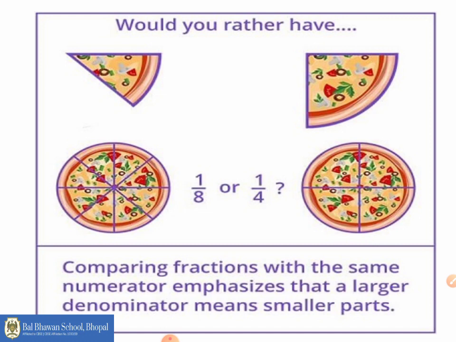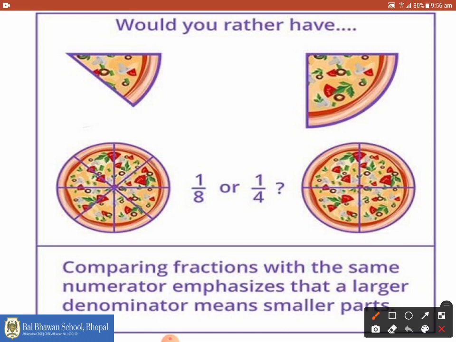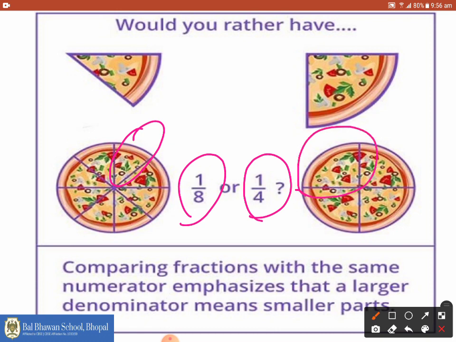Now one more example in which if the condition is that numerators are same and denominators are different, then how we are going to compare them? For this, there is an example: what would you prefer to eat? A pizza is divided into 8 parts and you will be given 1 part out of it, or the same pizza is divided into 4 parts and you will be given 1 part out of it. So 1 part out of 8 equal parts will be a smaller part of a pizza as compared to 1 part out of 4 parts.